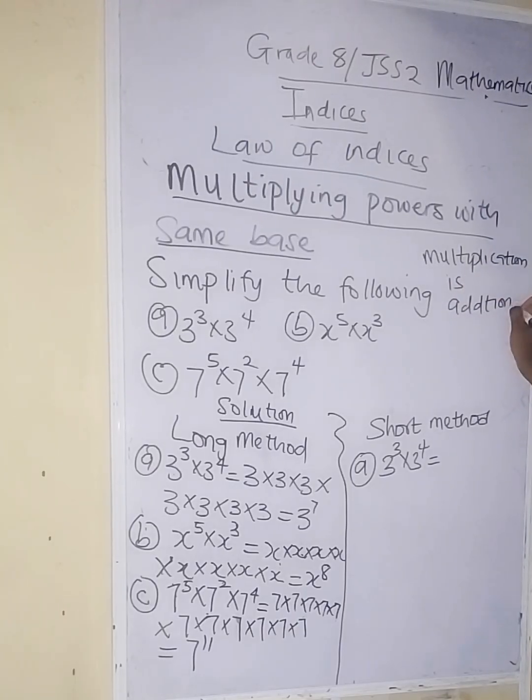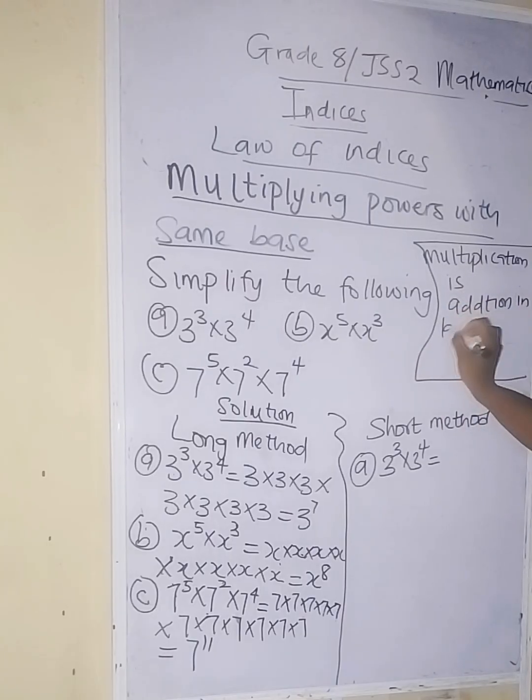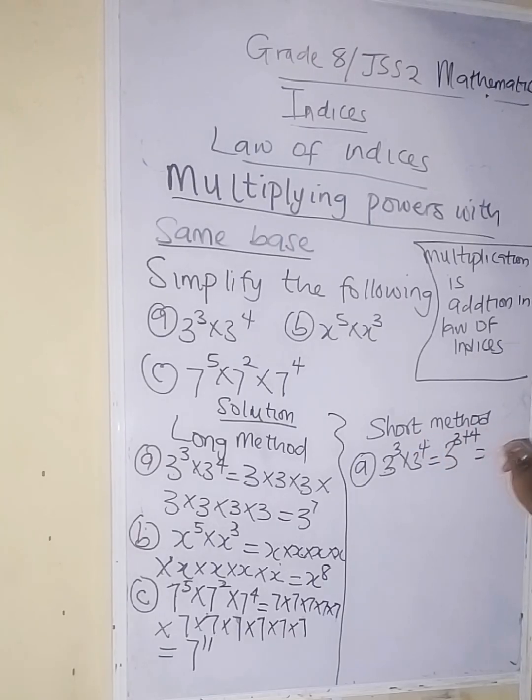Multiplication is addition in law of indices. That's why we are going to add the power. Since they are the same base, we just pick one base. So that will be 3. Since it's multiplication, it is going to be addition, so I'm going to be adding the power. So that is 3 plus 4. You say, oh, this is simple. I love this formula. I love this method. Now you can hear someone shouting, I love this method.